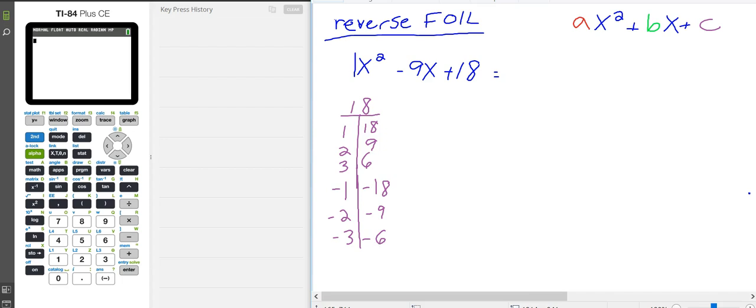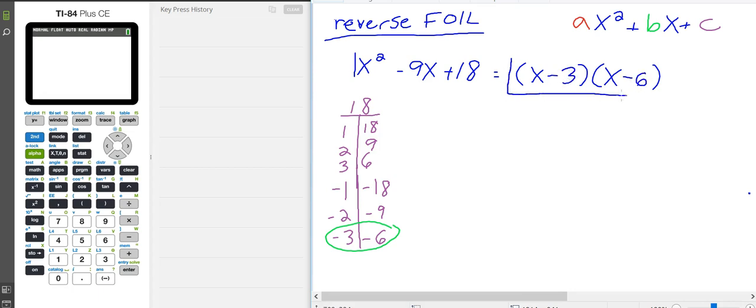Do any of these new factors add up to negative 9? Negative 18 plus negative 1 is negative 19. That's not the answer. Negative 2 plus negative 9 is negative 11. Negative 3 plus negative 6 is negative 9. That's what we wanted. So those are the ones we're going to use. Whenever we have x squared, our first terms of the two factors are going to be x and x. Then we just plug in the two factors that we found, so minus 3 and minus 6.